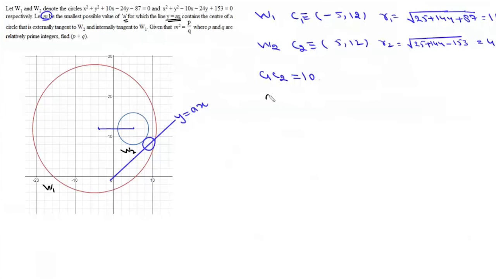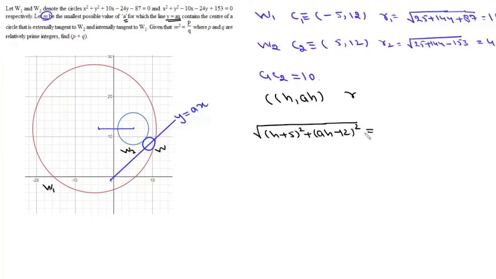Now suppose the center of this required circle is (h, ah), and its radius is r. Now W1 and W touch each other internally. That means the distance between their centers, which is under root of (h plus 5) whole square plus (ah minus 12) whole square, will be equal to R1 minus R2. So it will be 16 minus r. Now W2 and W are externally tangent.